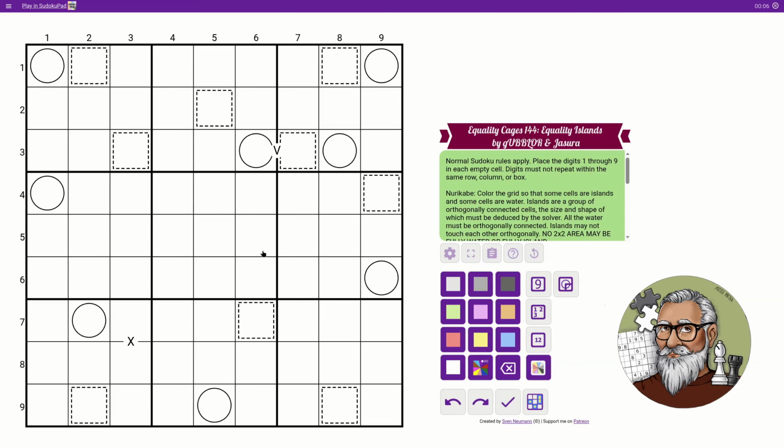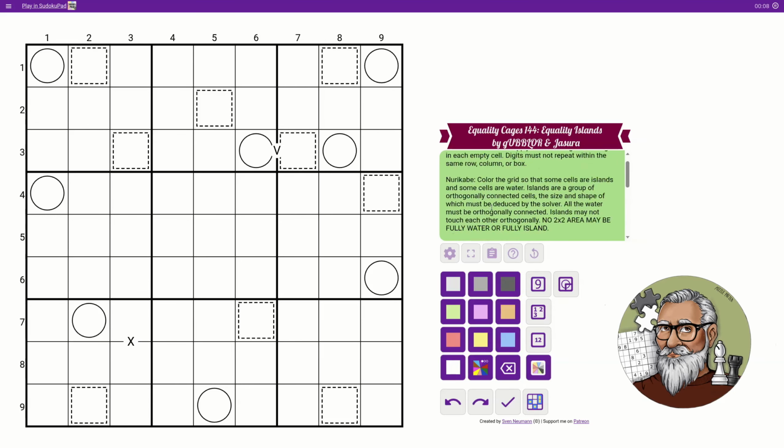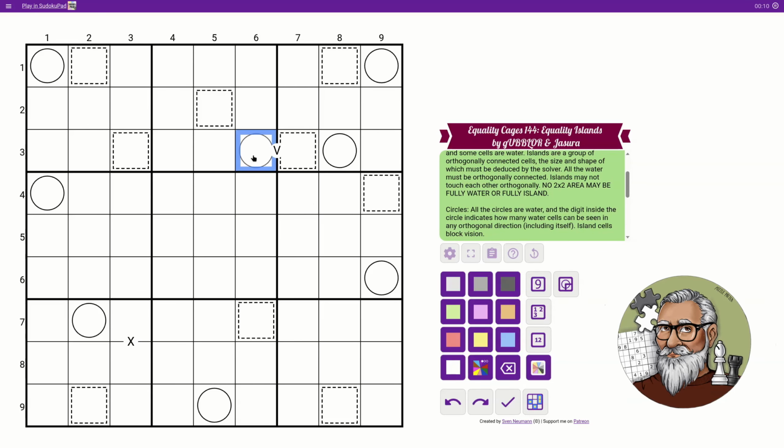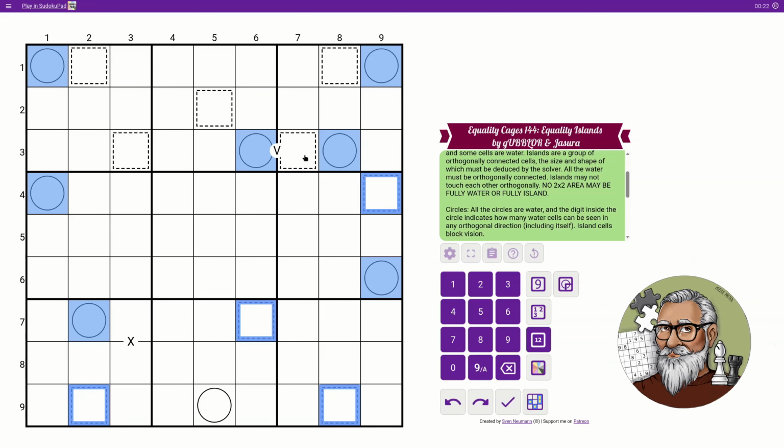Right, so what do I know? What did I know? I knew that all circles are water. Water is easy, it's blue. And all cages are islands. Right. Interesting. Do I use different colors for the islands? I'm gonna use the... Ooh, do I have enough colors? How many islands are there? There are 9?